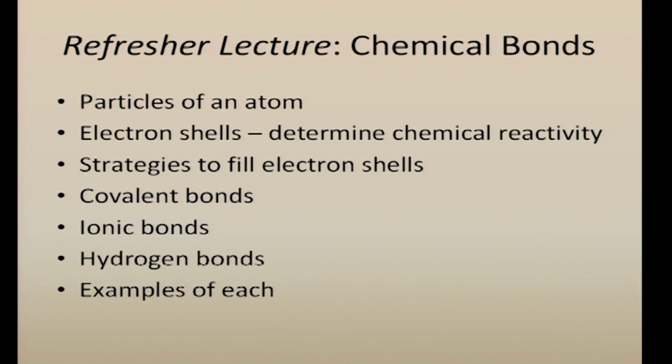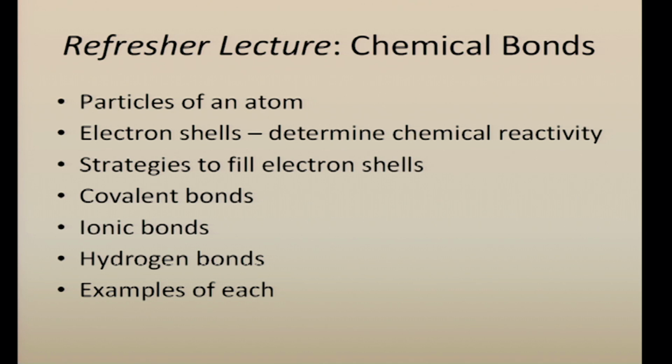So what we will specifically be focusing on is how does an atom's chemical structure determine its chemical reactivity, and one of the things that we'll need to explore in order to determine that is the electrons and how those electrons fill their orbitals or the electron shells. And then we'll take a look at what strategies atoms use to essentially wheel and deal their electrons in order to fill their electron shells.